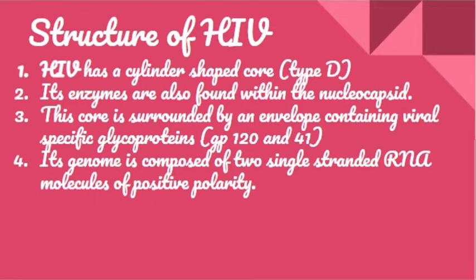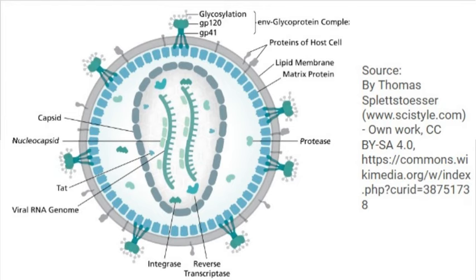Structure of HIV virus. HIV virus has a cylinder-shaped core, which is a type D core. Its enzymes are found within the nucleocapsid. The core is surrounded by an envelope containing viral-specific glycoproteins, that is glycoprotein 120 and glycoprotein 41. Its genome is composed of two single-stranded RNA molecules of positive polarity. That is why it is a diploid RNA virus.